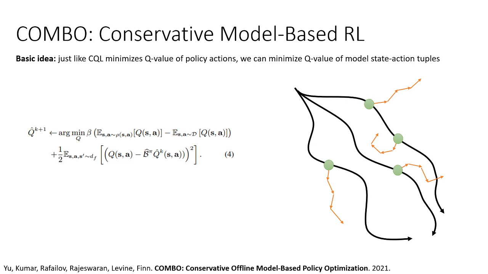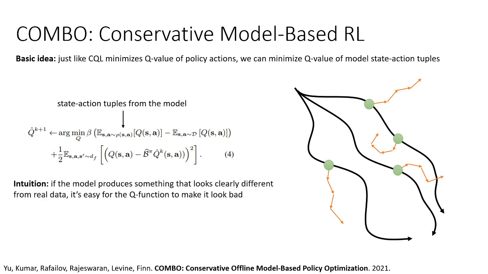We're going to be maximizing the Q values in the data set, and then we'll be pushing down on state and action Q values from the model. So we're trying to make Q values under the model be worse and Q values under the data set be better. And the intuition here is if the model produces something that looks clearly different from real data, it's very easy for the Q function to make that look bad. But if the model produces very realistic states and actions, the ones that are indistinguishable from the ones in the data, then these two terms should really balance out. So it's a somewhat GAN-like idea in a sense.